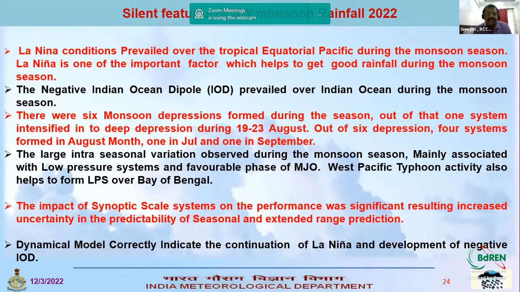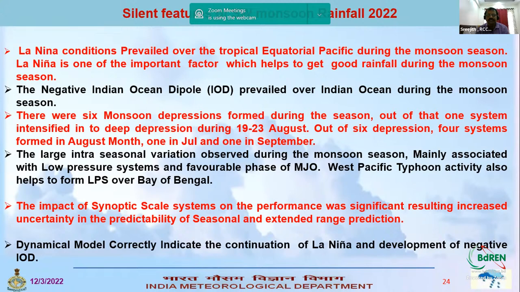The La Nina condition prevailed in the Equatorial Pacific during the monsoon season, which is one of the important factors that gave good rainfall activity during the season. A negative IOD condition also prevailed, but there were many low pressure systems and the MJO was also favorable for many days. So the impact of the negative IOD was not much.